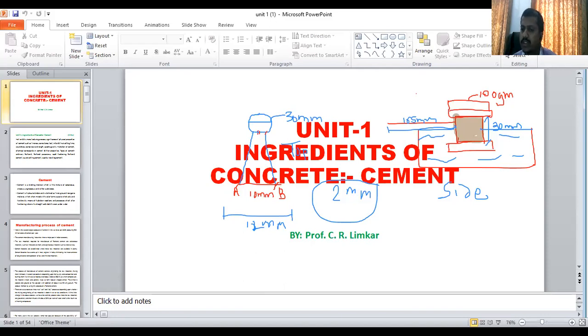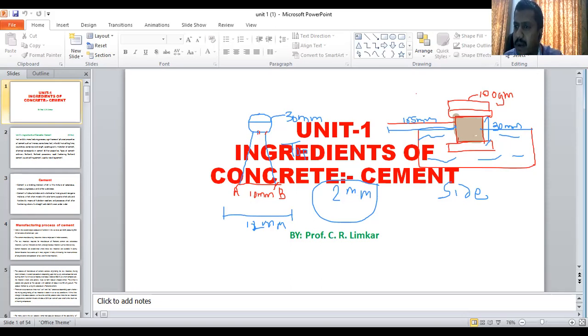Okay, so you are going to measure the difference between the two indicators after boiling and before boiling, and this difference should not be more than 10 mm at any cost. If it is more than 10 mm, it indicates there is presence of excess lime and magnesium. Now it is clear? Understood? Yes, sir. Okay, thank you.